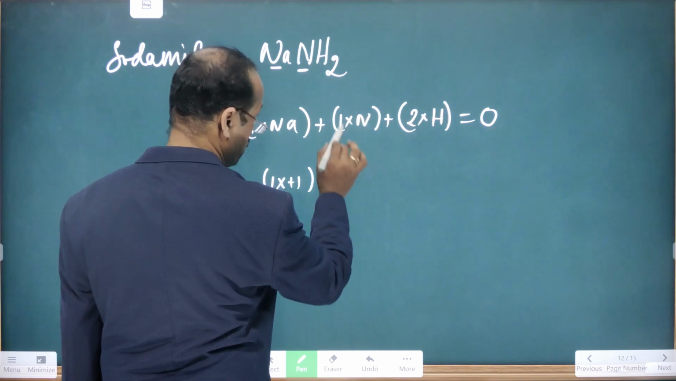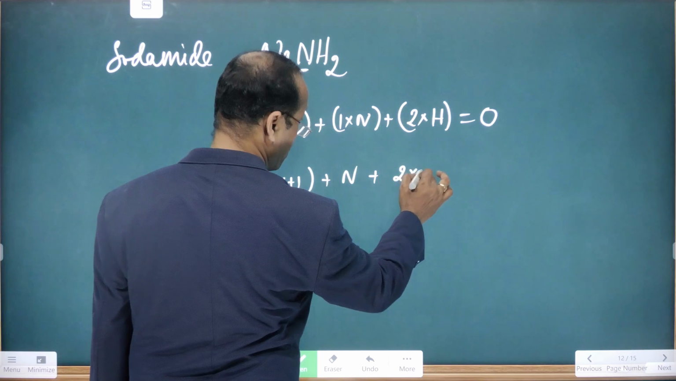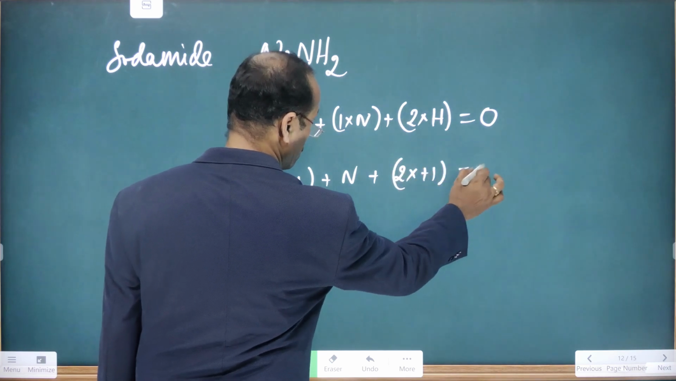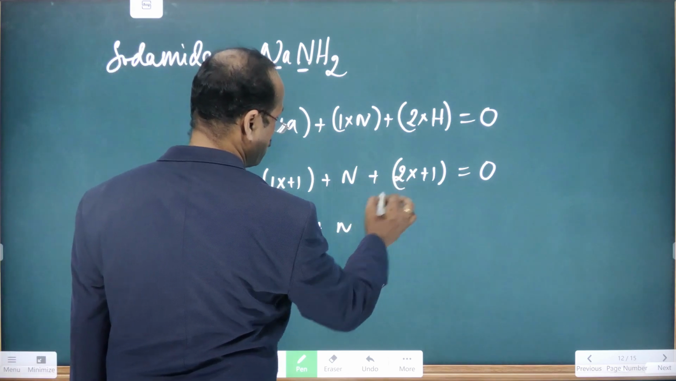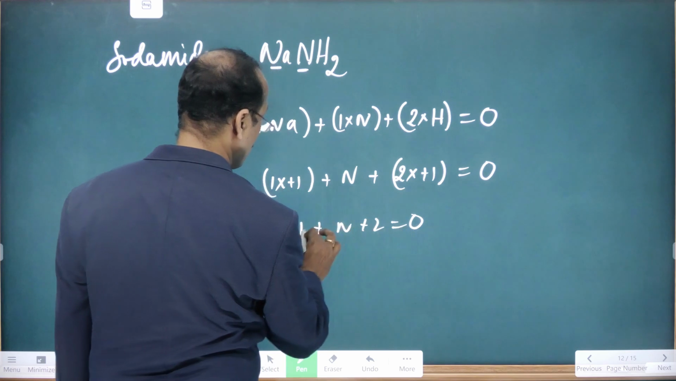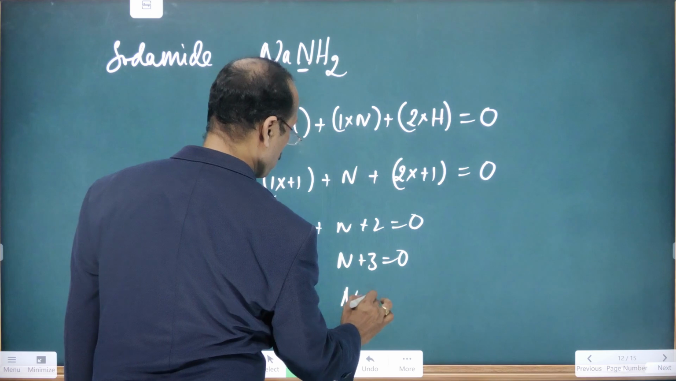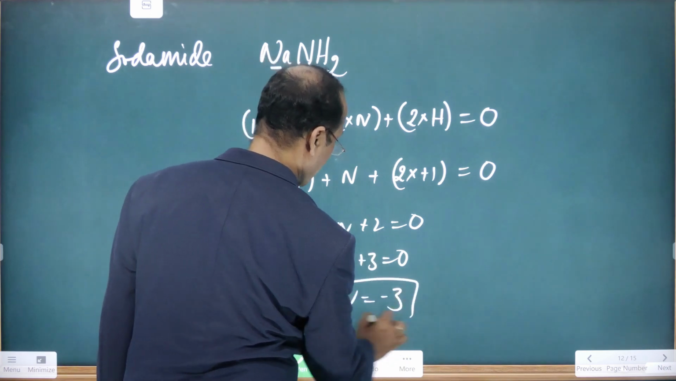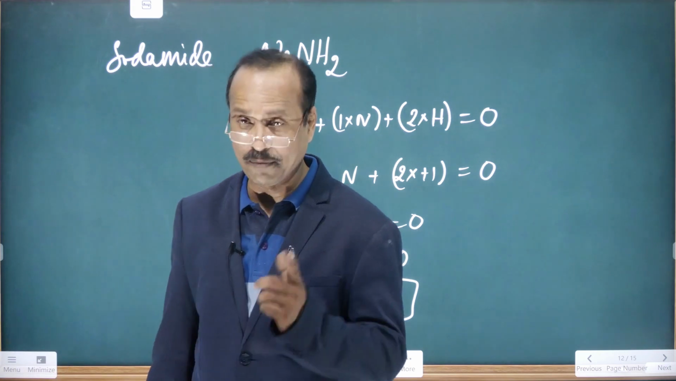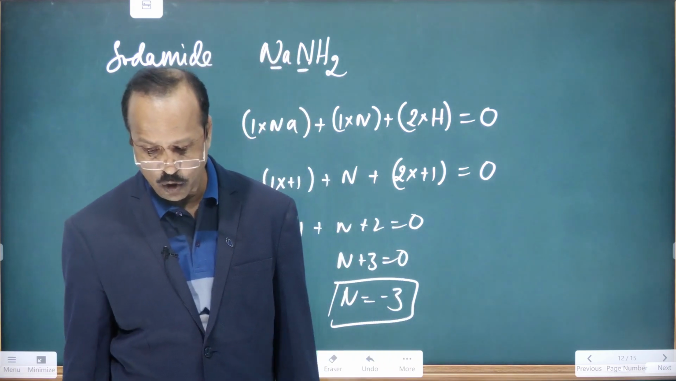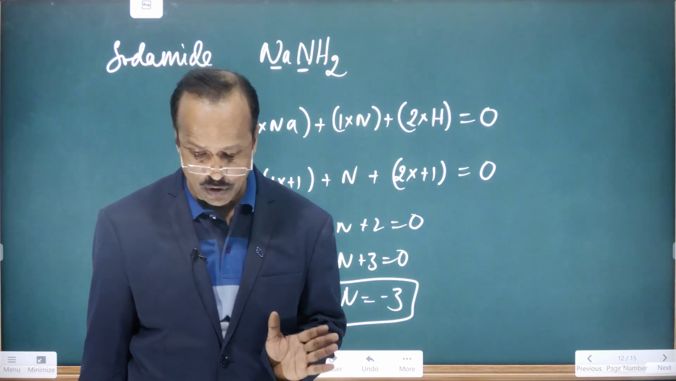And I don't know the nitrogen. How to calculate? So 1 into nitrogen plus 2 into hydrogen, which is plus 1, is equal to 0. So 1 into 1 is 1, plus nitrogen, plus 2 ones are 2, is equal to 0. 1 plus 2, 3. N plus 3 is equal to 0. N is equal to minus 3. That's all. See there, sodamide, the 8th one you can see there. Minus 3. Clear?